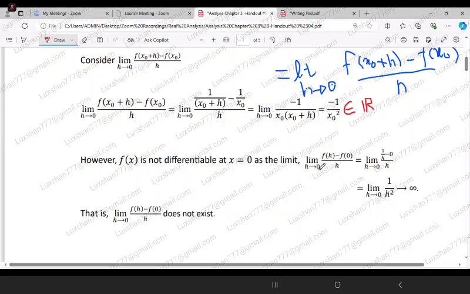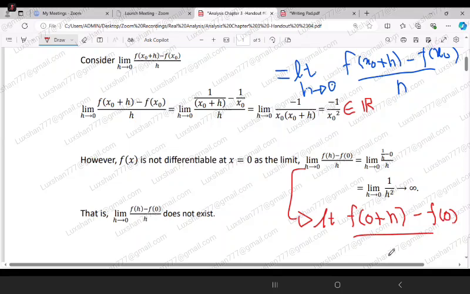That is, the limit as h tends to 0 of f(0 plus h) minus f(0), over h. X naught is 0, no? Since 0 plus h is h, that is why we have written h. Okay, don't get confused here. Why are you writing h? Because our x naught is 0, so we simplify and write it as h only. So f(h) minus f(0) divided by h.